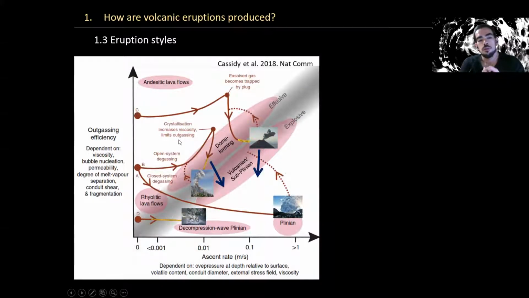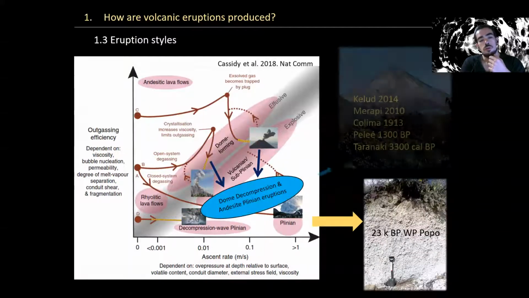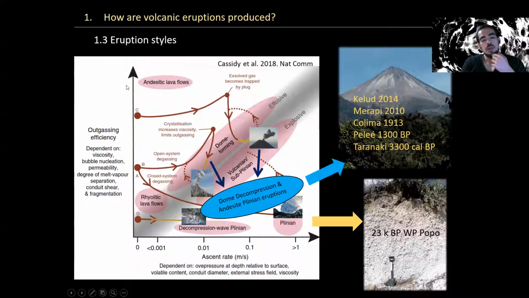So these types of eruptions or eruption styles are basically going to depend on two different attributes, which are the ascent rate of magma and the outgassing efficiency. So the faster the magma is ascending, we will have a more explosive eruption, like that of Mount St. Helens in 1980, by a decompression wave. But also, the more outgassed the magma, the less explosive it will be. So we will only have eruptions comprising lava flows, for example.